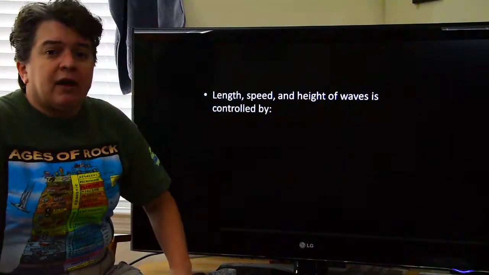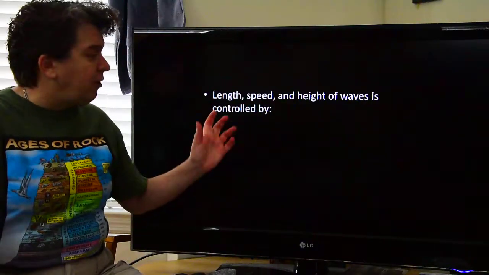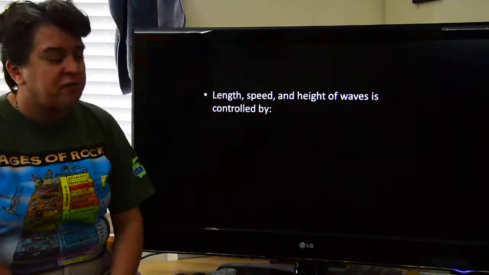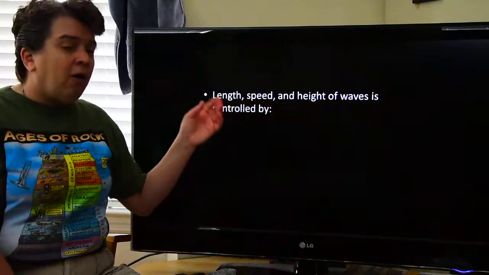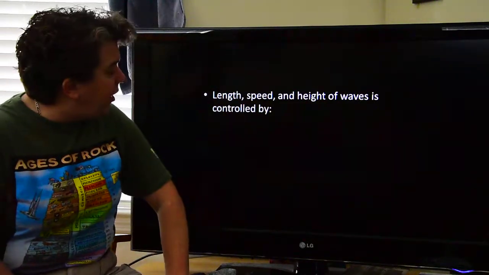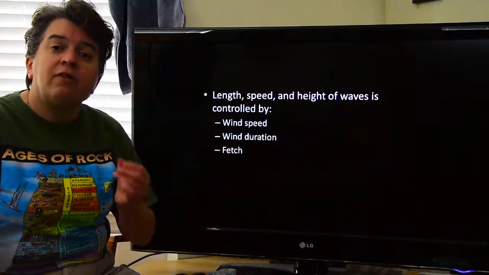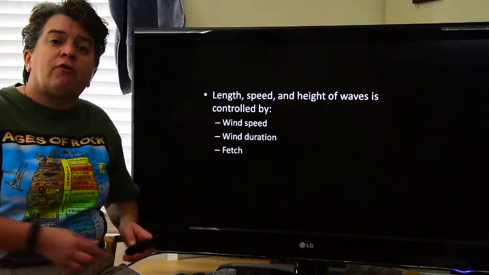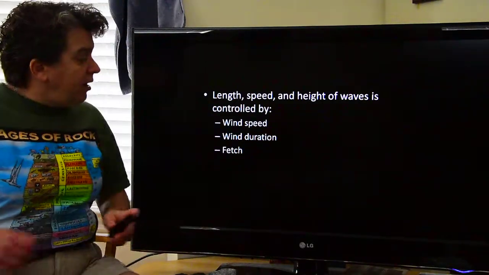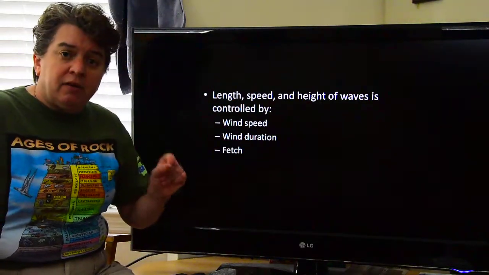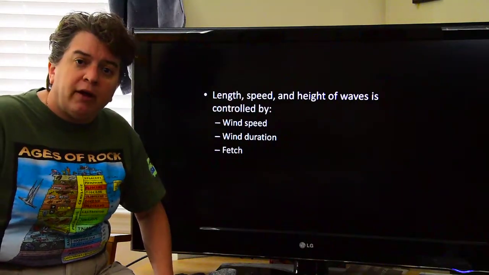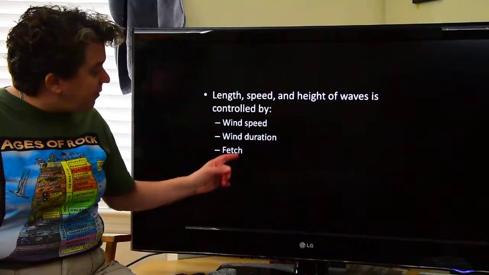Now, waves can have different characteristics. You can have long waves, they can travel fast, they can travel slow, sometimes they're higher, sometimes they're lower. Well, all of these characteristics of the waves are controlled by the wind, because your typical ocean waves are created by wind. So the wind speed is going to be important. The stronger the wind is blowing, the bigger the waves are going to be.